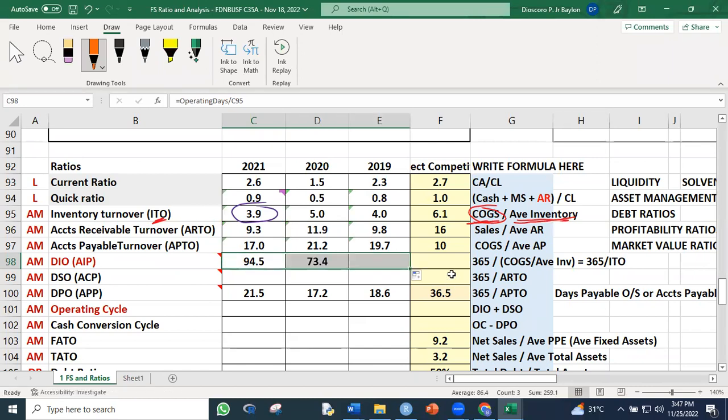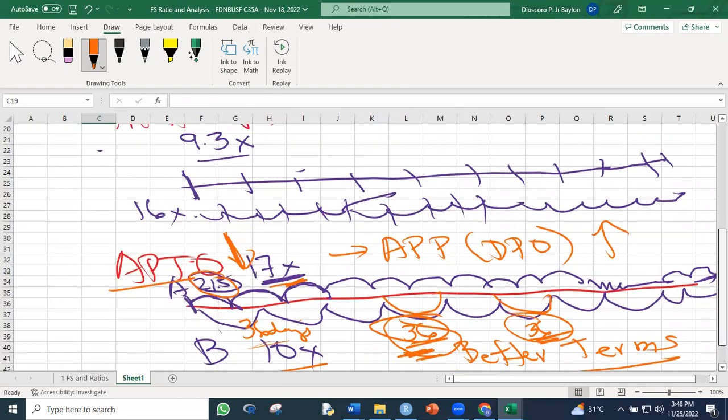94.5. Copy this. This is also equal to 365 operating days divided by the ITO. All right, 59.8. So let's go back to our ITO. The equivalent for our company is 95 days. The approximate for our direct competitor is 60. So 95 minus 60. Let's take a look at our ITO.